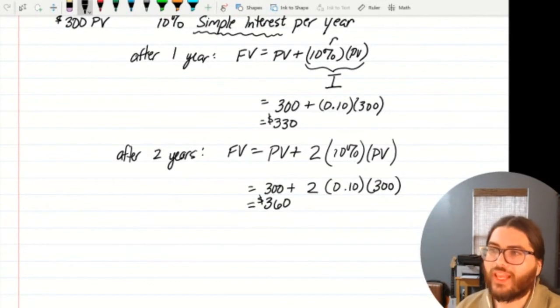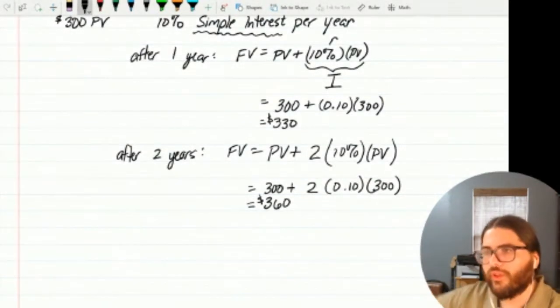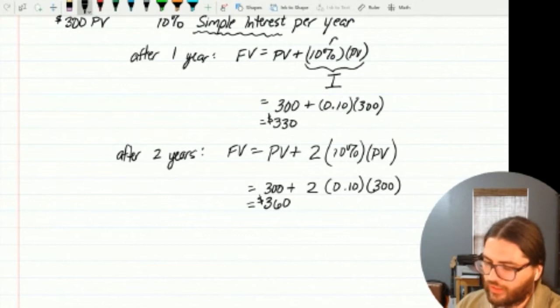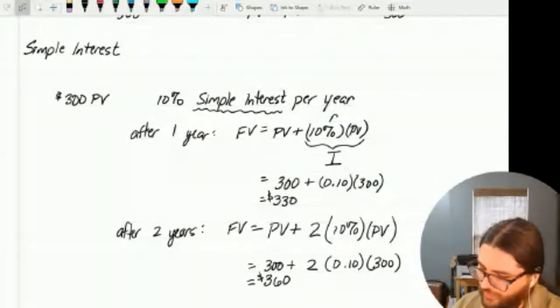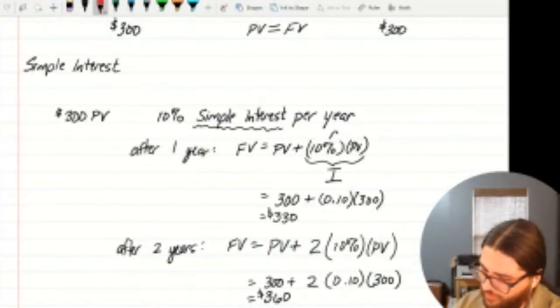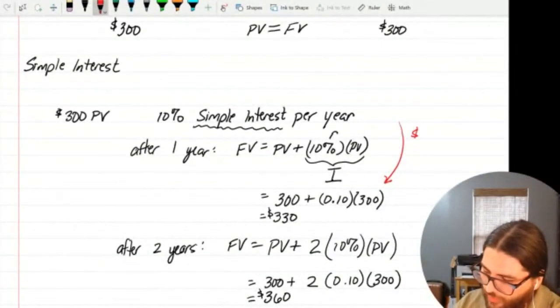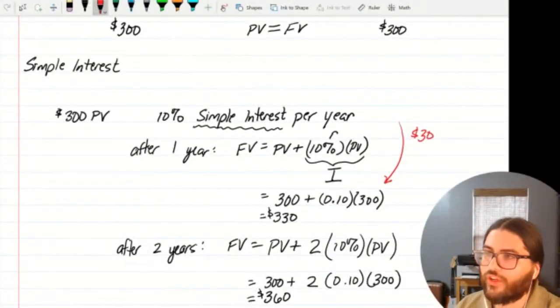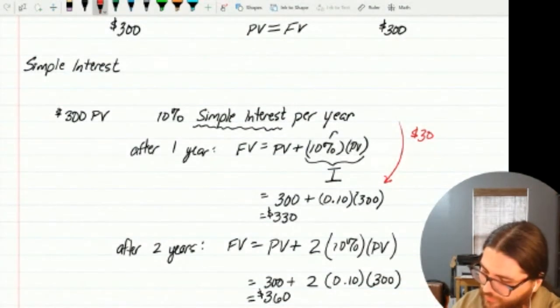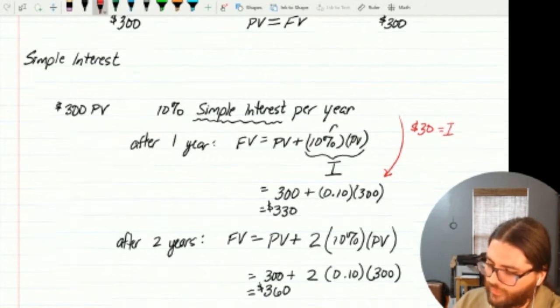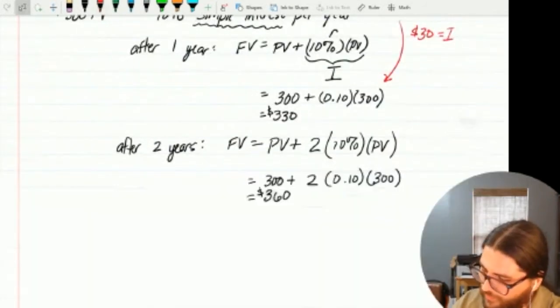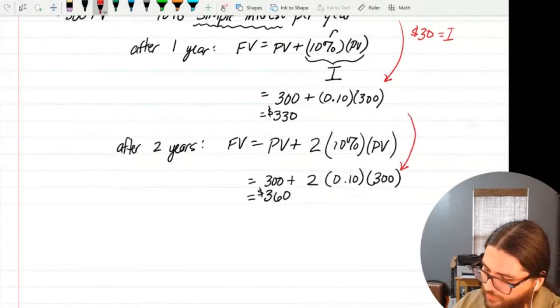If I were to keep track, if I were to keep a table of all of this and keep this going 3 years, 4 years, 5 years, okay, I would see that the amount of interest that I earned in that first year, starting at $300 and ending at $330, the amount of interest that I earned was $30 interest in the first year. And for the second year, between year 1 and year 2, it would also be $30.